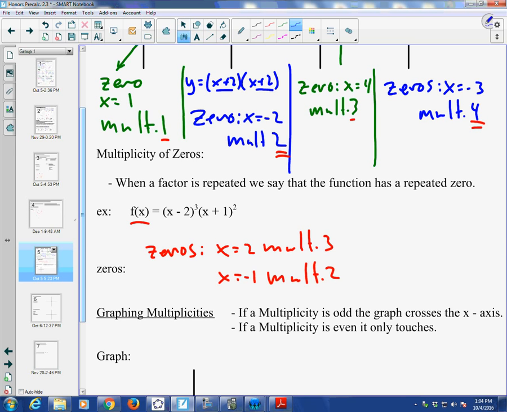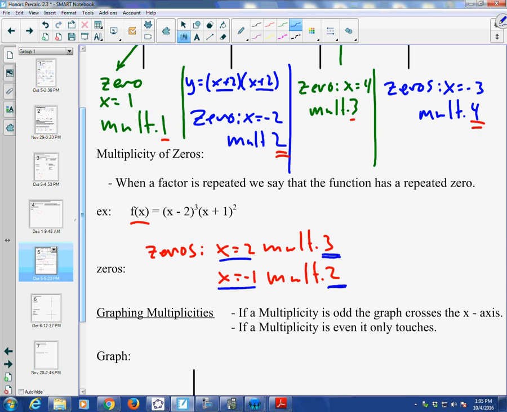Now right here, my zero of 2 has a multiplicity of 3. That means two things. First off, I'm going to be crossing the x-axis with this zero, not just touching. And secondly, I'm going to be crossing the x-axis like a cubic. With my zero of negative 1, I'm going to be just touching the x-axis, right? Not going across it, but just coming down and touching it. And I can also say that I'm going to be hitting the x-axis like a parabola, right? So I'm going to be basically touching like a parabola and then going back from the x-axis instead of crossing.